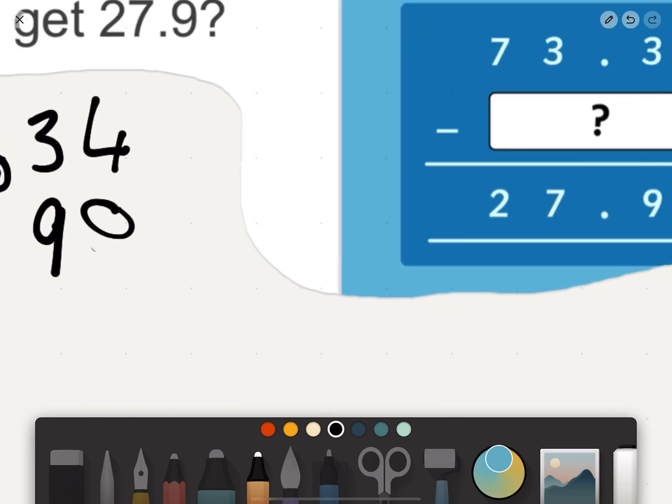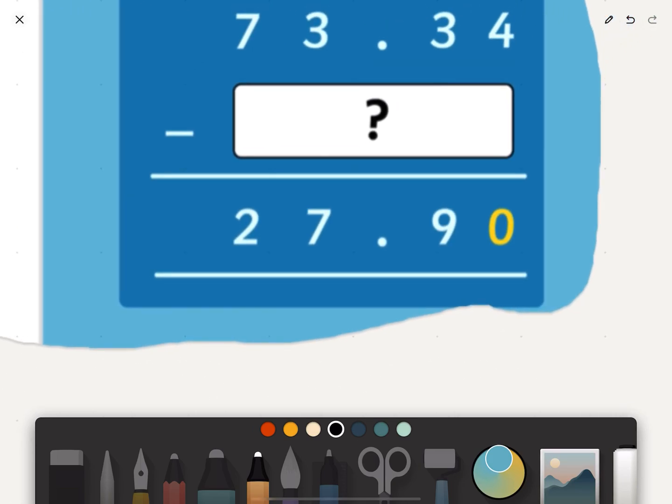The reason I've waffled on about that is they've done it here: 27.9, and then a big yellow McDonald's-looking 0.